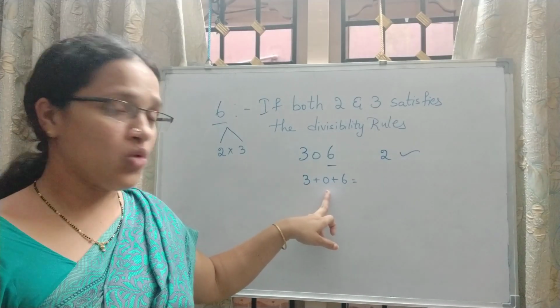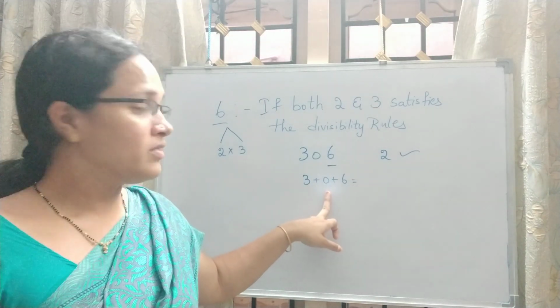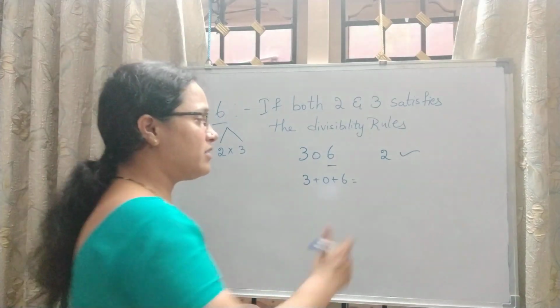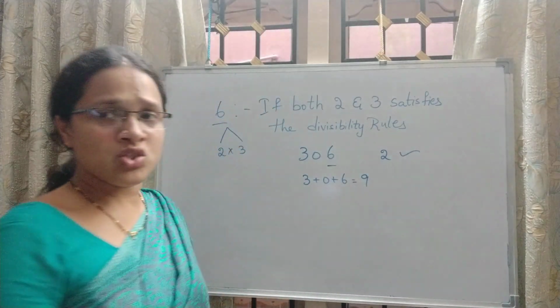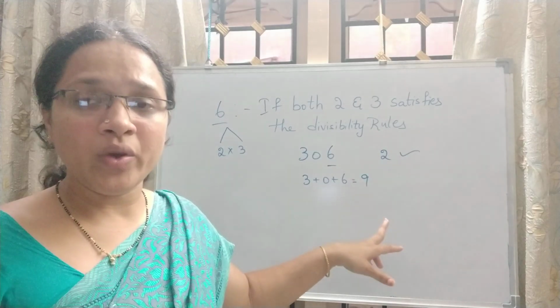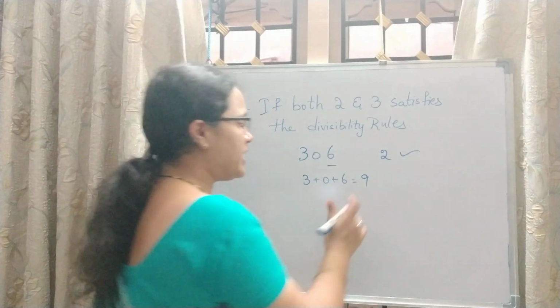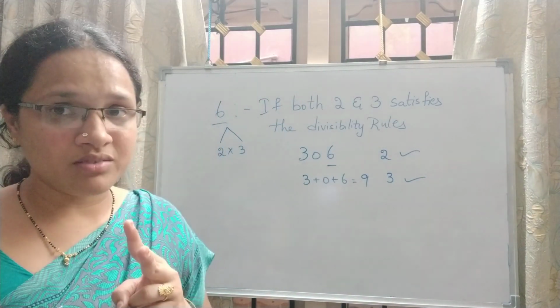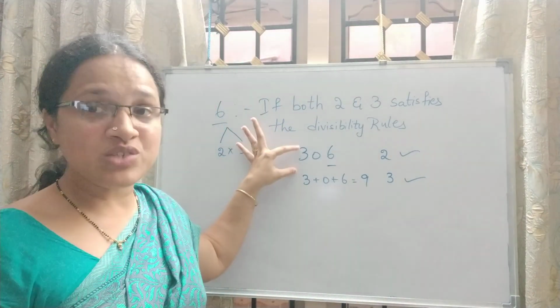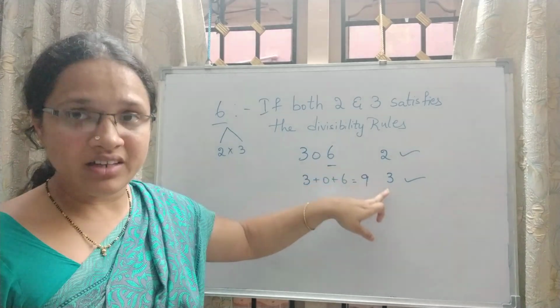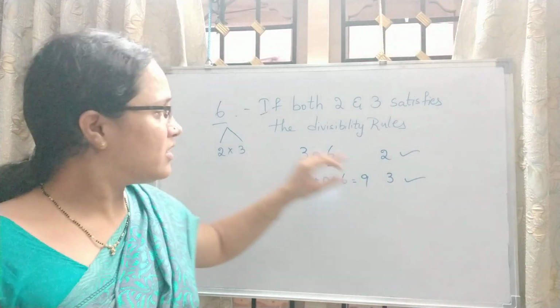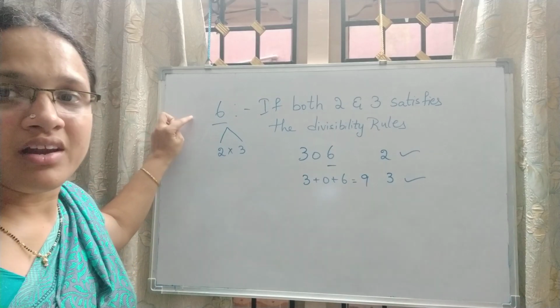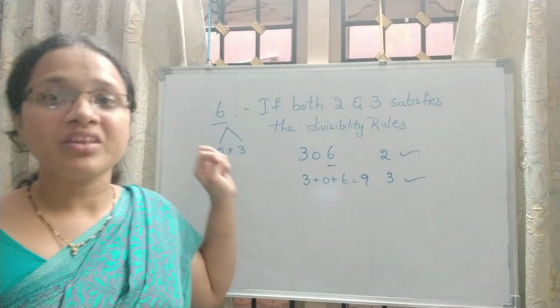Yes, 3 plus 0 is nothing but 3. 3 plus 6 is nothing but 9. So 9 is a number that is divisible by 3. That means the same number satisfies two divisibility rules. The 306, the given number, satisfies two divisibility rules, that means 2 and 3. It means that this 306 is divisible exactly and completely by 6.